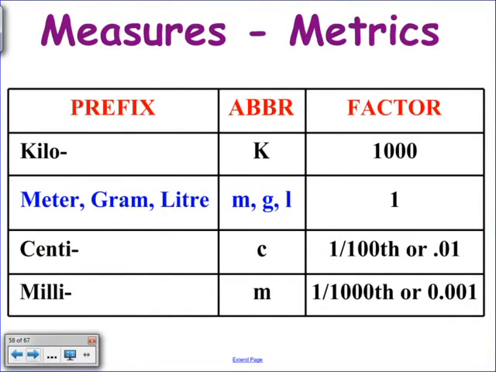Measurements. The basic measurements for length, weight and volume are meters, grams and litres. They're the base units. Okay? The kilos mean they're the big things. They're 1,000 times bigger than this. So kilometre, kilogram, okay? If they're smaller, it's centi and milli. Centi is 100th and milli is 1,000th, so centimetre, milligram, millilitre and so on.